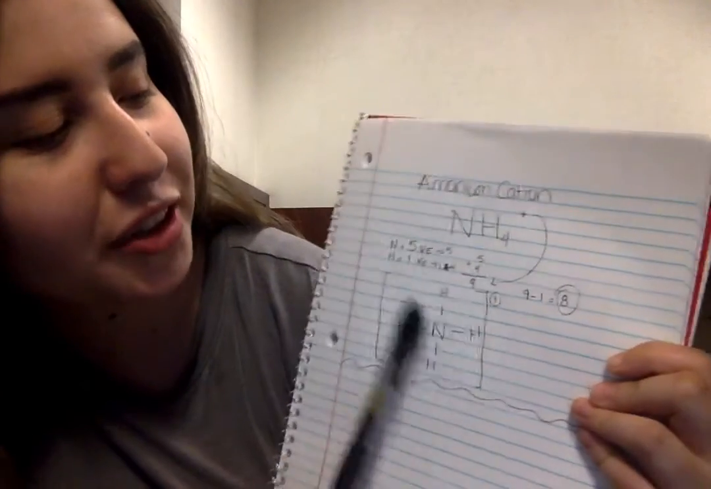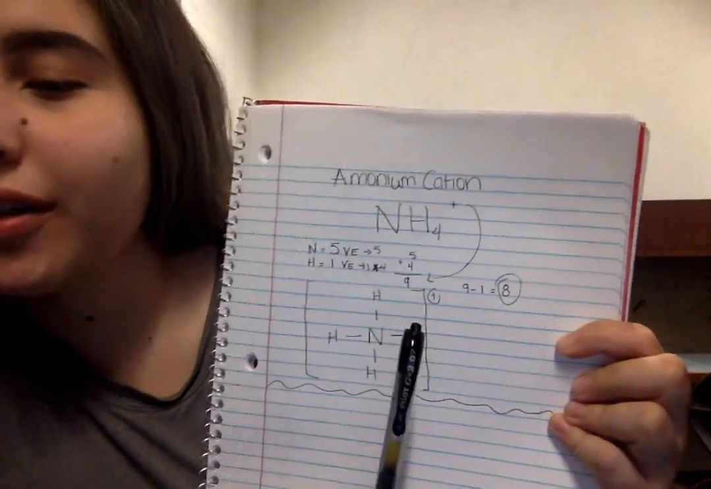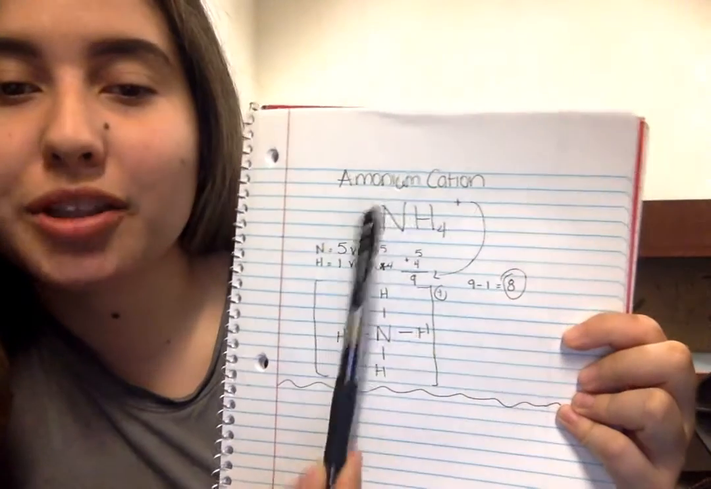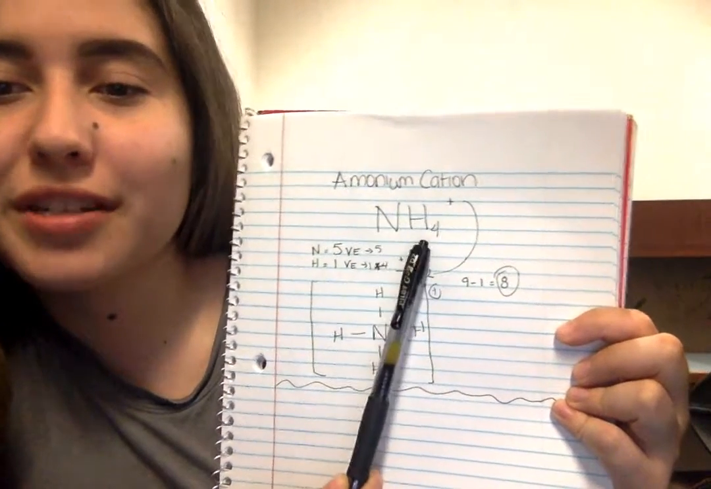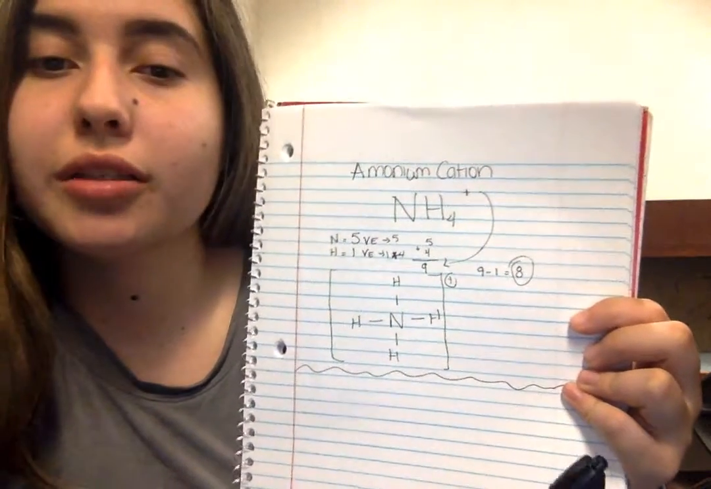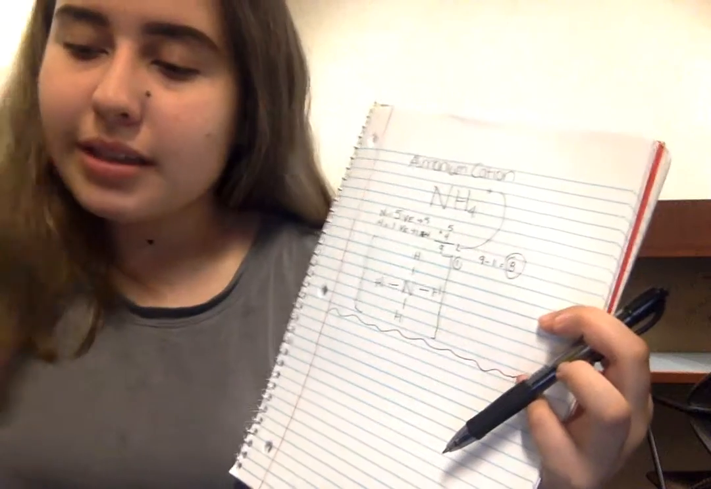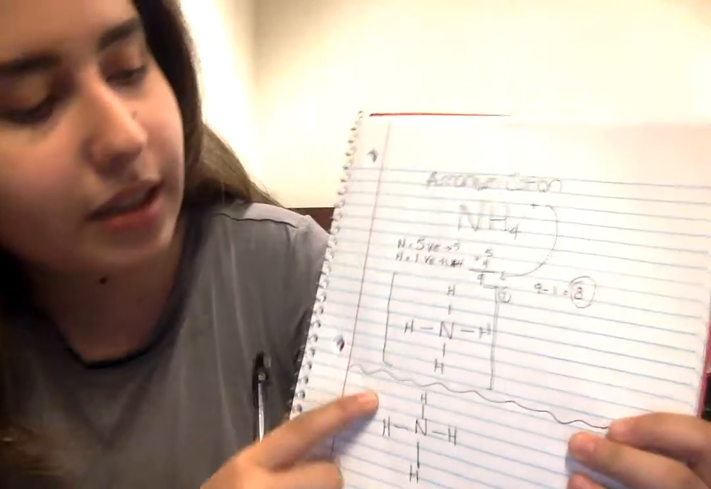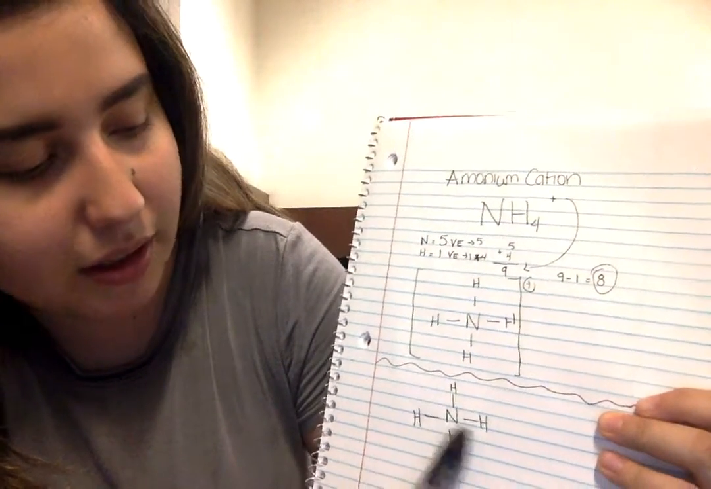So back to our dot structure, I'm going to show you how to get the formal charge for each element, for nitrogen and hydrogen, because sometimes they'll ask you to get the formal charge for each of them. So basically, to start with, you have to redraw your Lewis dot structures. So we see the covalent bonds and the electrons.